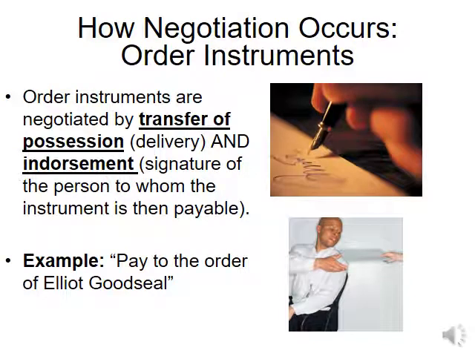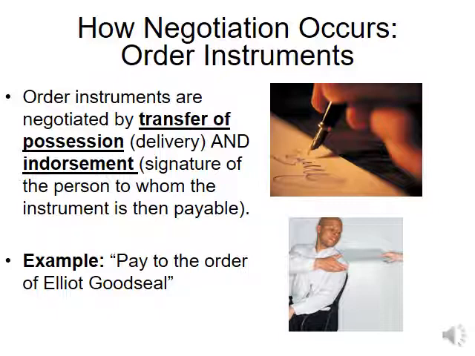Order instruments are transferred with not only delivery, and delivery means possession of the instrument, but also endorsement. So you have to have delivery and endorsement of the instrument. So for example, an order instrument would be pay to the order of Elliot Goldspeed. That is the holder of that instrument is Elliot Goldspeed.